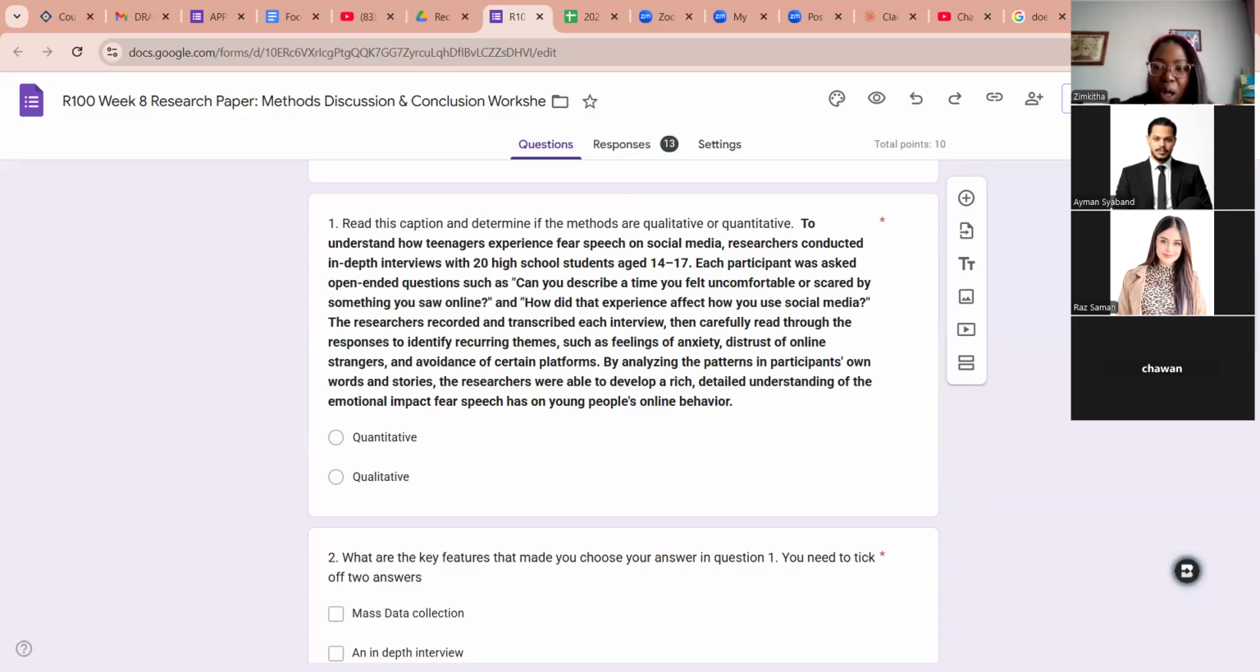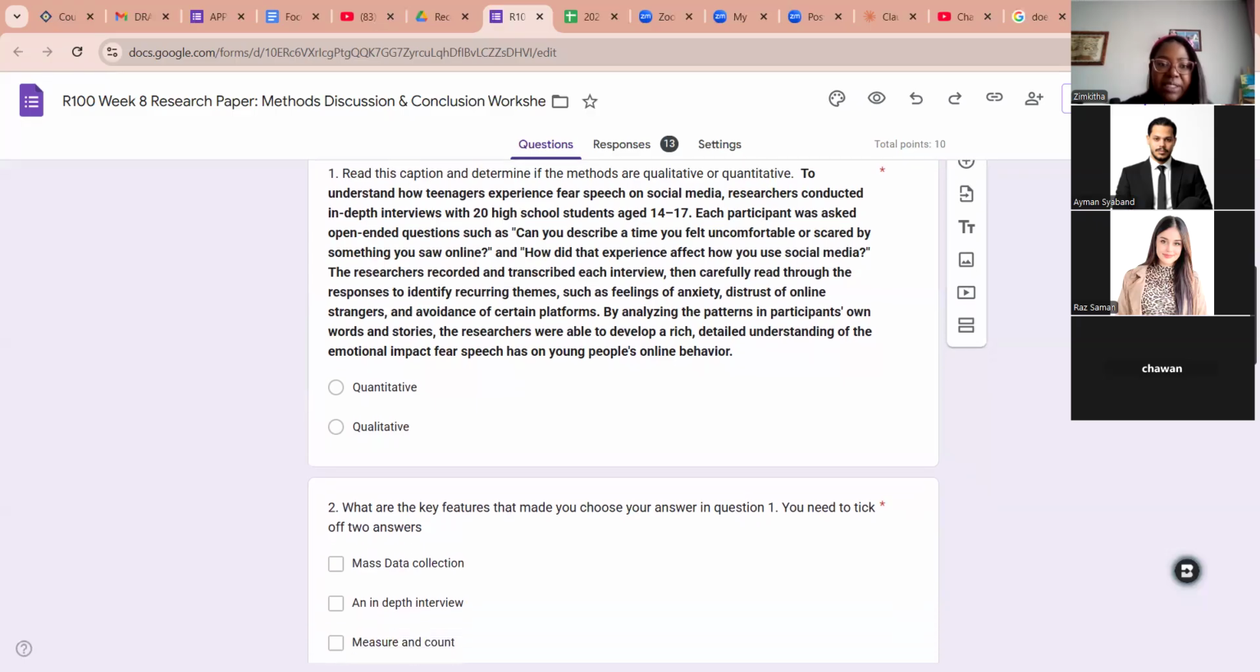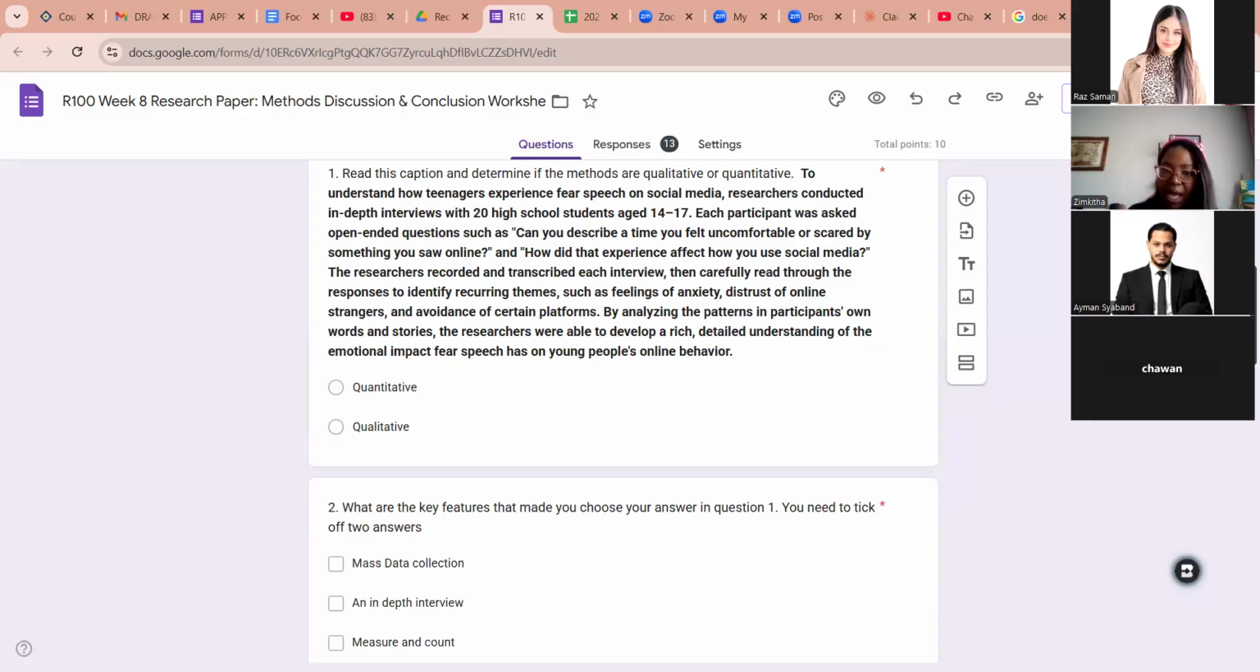But it's correct. It's qualitative because you see that she's talking about an interview. It's a very small number of people she's interviewing. She's asking open-ended questions so that people can explain their emotions. And then at the end, she's going to analyze the patterns and the themes of what is similar between the participants because she's going to write about it in a qualitative style.